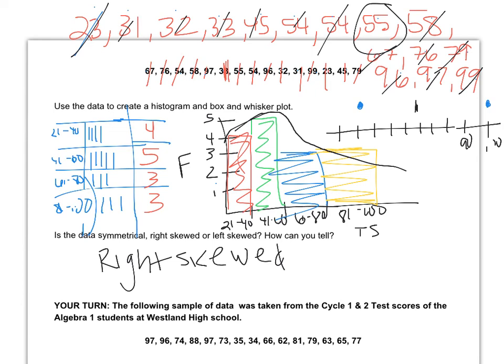Our quartile 1 is the median of our first half. So 54, 23, 54, 31, 45, 32, 33. So 10, 20, 30. 33. And then our quartile 3 is our upper half. So 58, 99, 67, 97, 76, 96 and 79 is our median of the upper half, our quartile 3. So 10, 20, 30, 40, 50, 60, 70, 80. So right here at 79. Let's draw our box.